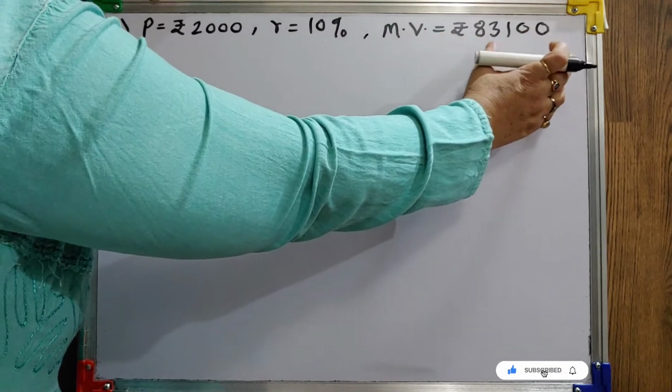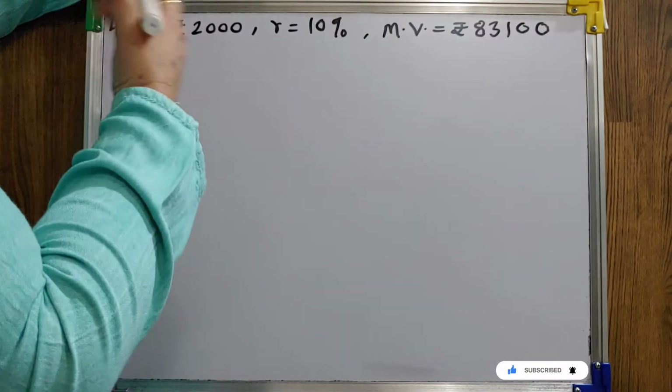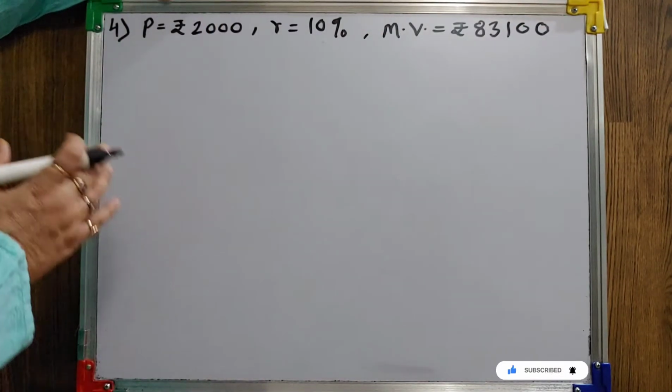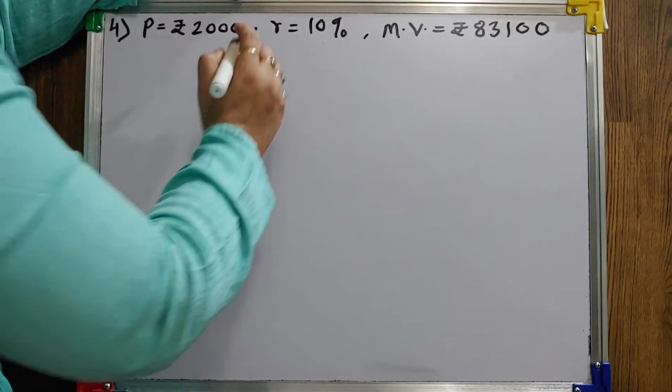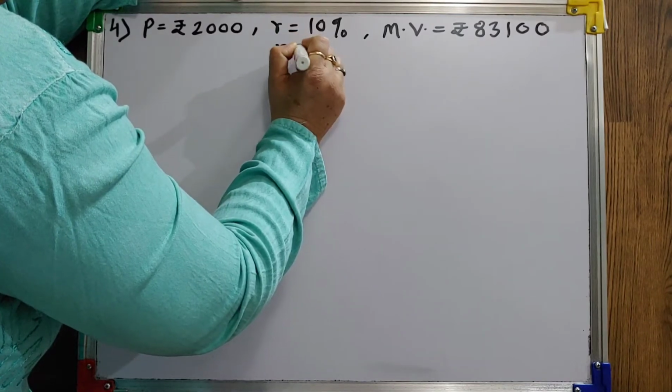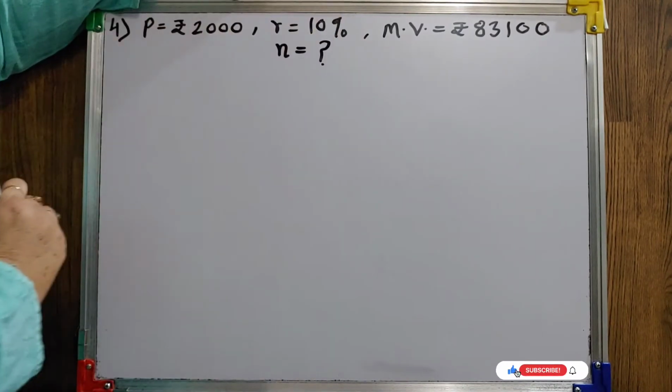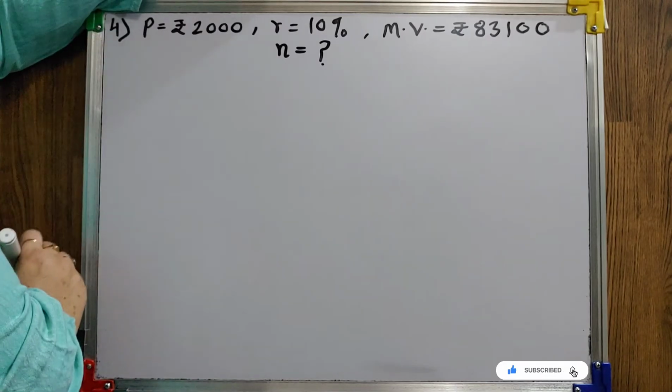Students, next one. Suppose I am depositing 2,000 per month at 10%. I am getting 83,100 at the time of maturity. So I have to deposit for how many months or years? So you have to calculate the number of months. You can convert it into years afterwards.